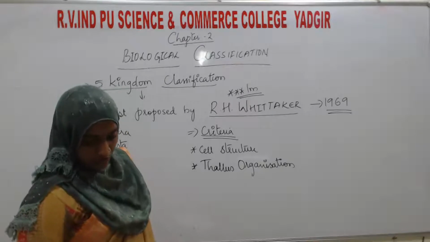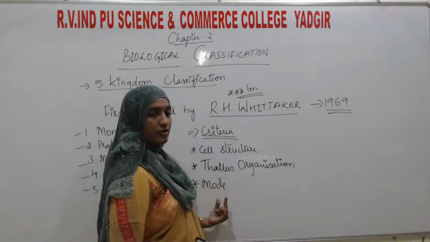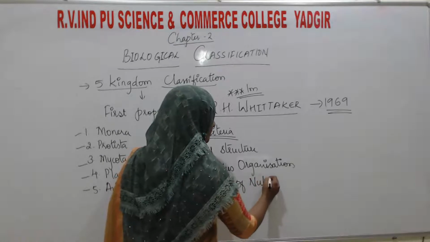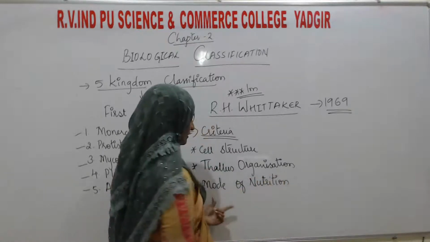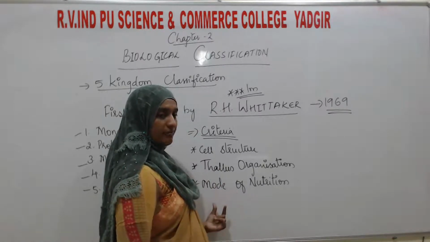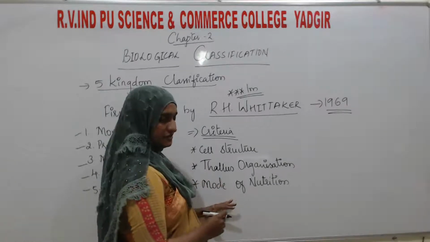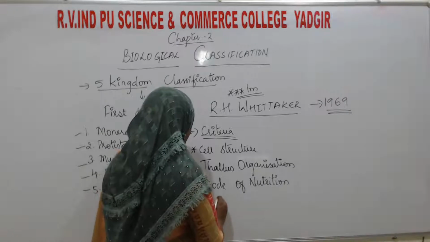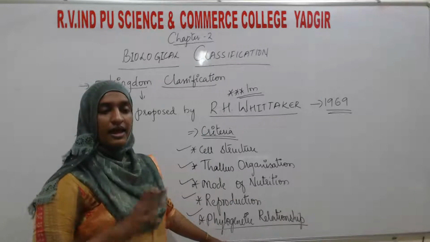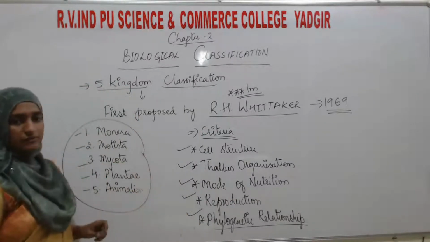The next is mode of nutrition, whether they are autotrophs or heterotrophs. Mode of nutrition means how they are going to utilize their food. Some are autotrophs, some are heterotrophs, some are parasites, some are saprophytes, like this. On the basis of that, they have classified this. Next, reproduction. So some of the organisms they had identified and classified in this 5 kingdom classification.